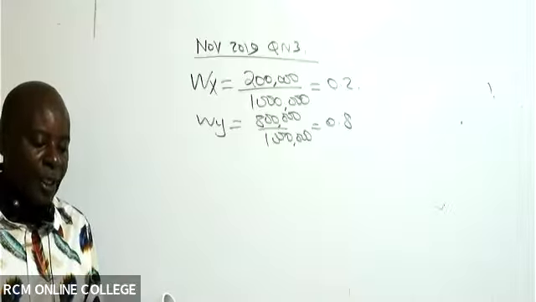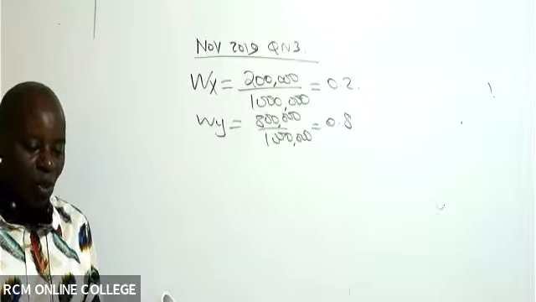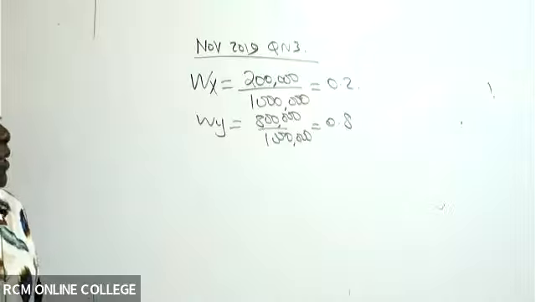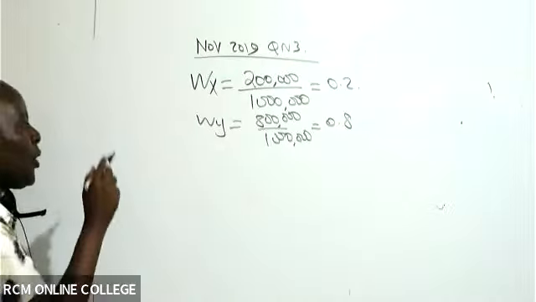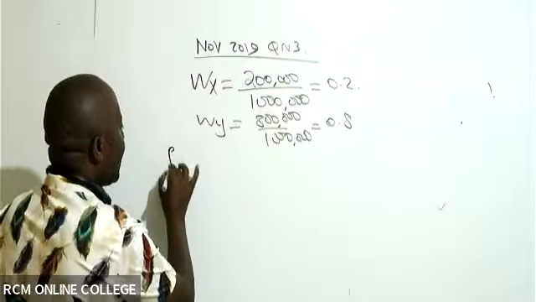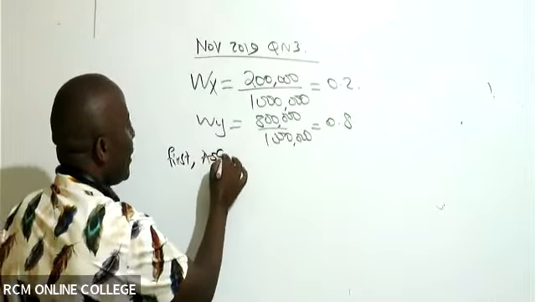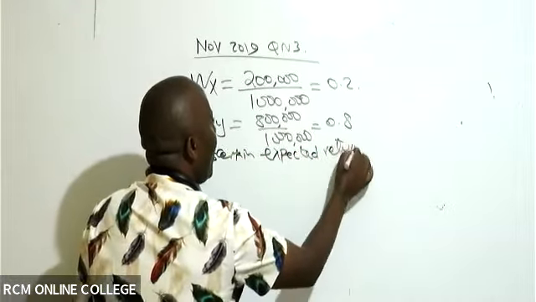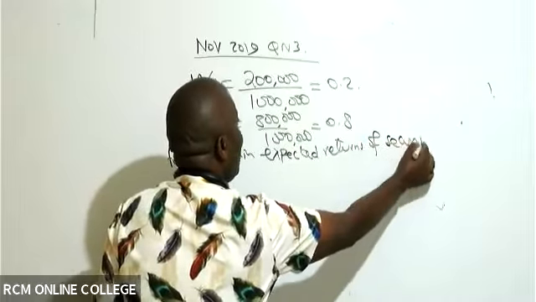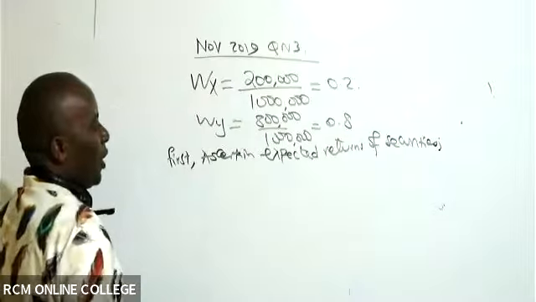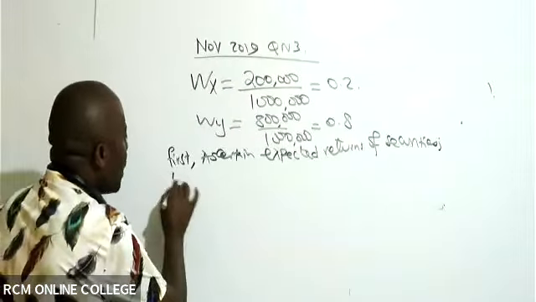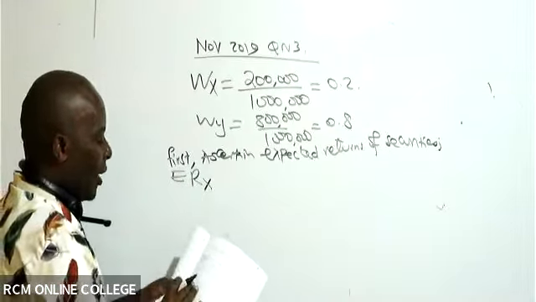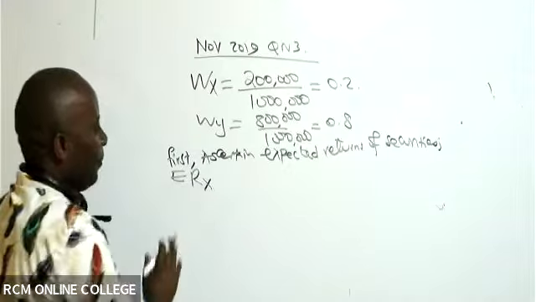as shown below. You can see the state of the economy, the probability, returns on X, and returns on Y. They want us to give them the expected return on the portfolio. To get the expected return on the portfolio, first ascertain the expected returns of securities. So we shall first get the expected returns of X. You can write this in full.